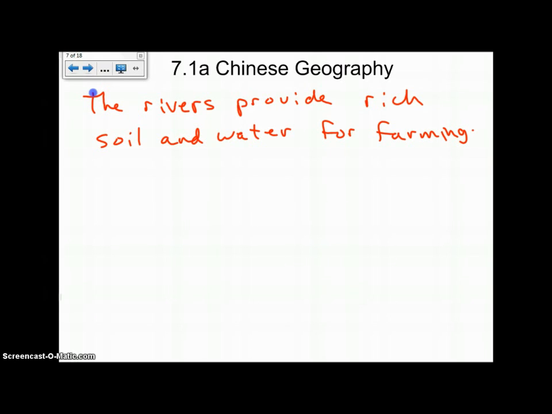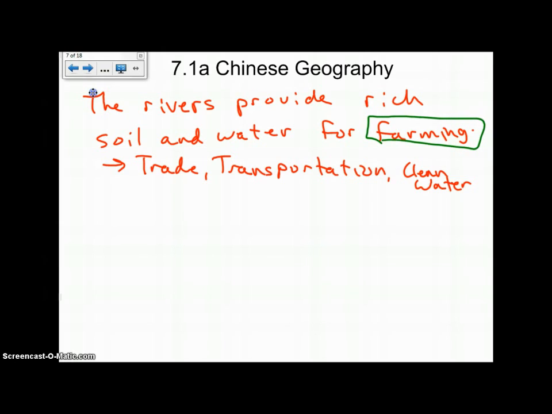Okay, could we also list other things the rivers allowed them to do? We could make a little list here. We also would have trade, transportation, clean water, which they use for drinking, for cleaning, which they didn't do very often, okay? But the most important thing we're looking at, as with always, is right there, okay? All right, what other aspects of geography were at play that we saw there?